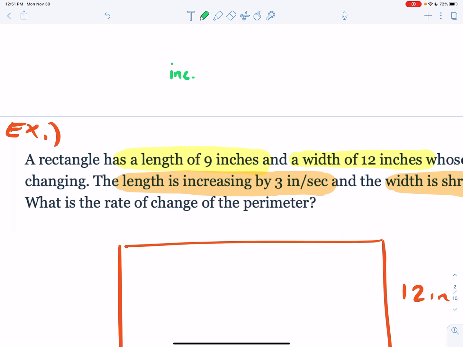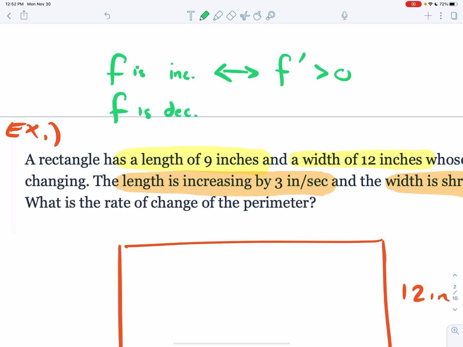Okay, so think back, all right, to graph analysis. When something is increasing, what does that imply? Okay, I'll let you pause here and play whenever you're ready. When f is increasing, its derivative is positive. Okay, and vice versa. Okay, when f is decreasing, we know that the derivative is negative. So this all comes back.